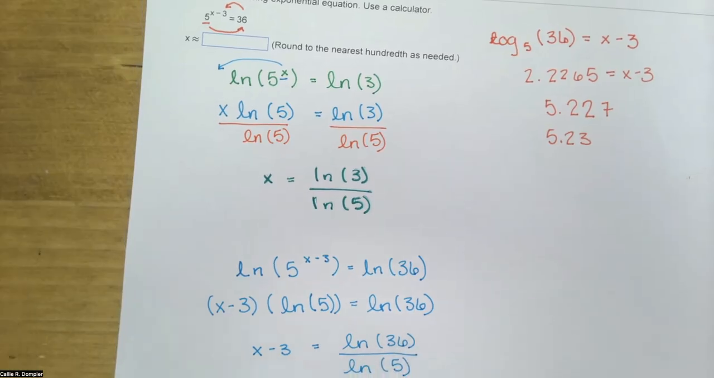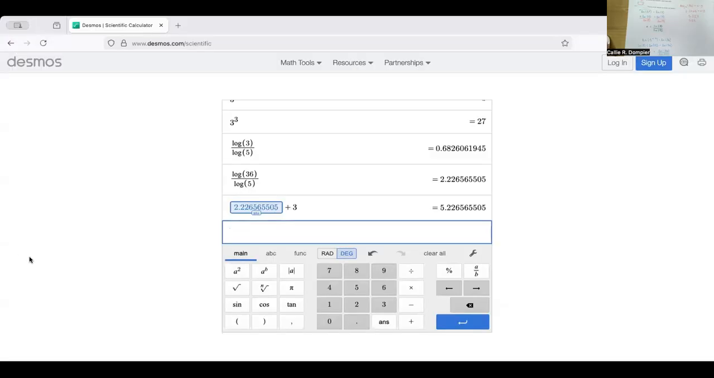Put that into Desmos. And it's that same answer, 2.2265. And then we will add 3 to it, so it would be 5.2. So either way that you do it, you should get the same answer.